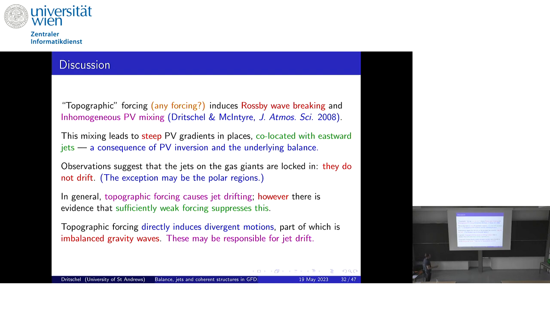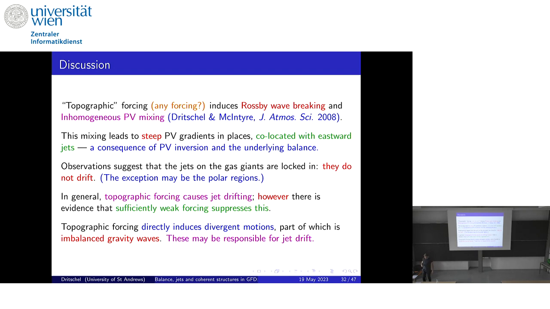And in general, topographic forcing causes jet drifting, but this depends on the level of forcing and also on the deformation length. So there are regimes where you get weak jet drifting or relatively no drifting. So we're trying to carve out the regime where topographic forcing leads to more or less steady jets. Topographic forcing directly induces divergent motions, which is different from many previous studies apart from Shulman. And this is producing imbalanced gravity waves, and we believe they are responsible for the jet drift in these experiments.